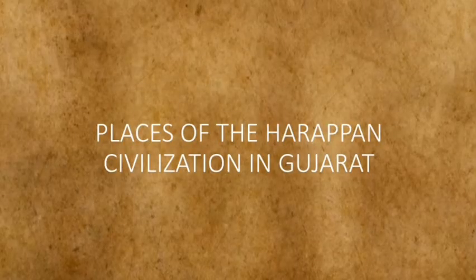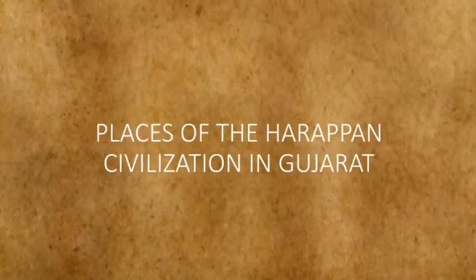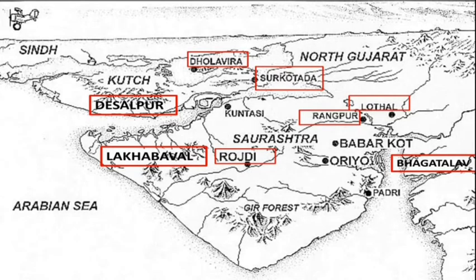Places of the Harappan Civilization in Gujarat. Small and big colonies of Harappan civilization have been found in Gujarat like Rangpur and Lothal in Ahmedabad district, Rosdi in Rajkot district, Desalpur in Kutch district, Dholavira, Surkotda, Lakha Bawal in Jamnagar district, Amra. Bhaga Talab on the bank of Kim River in Bharuch district.